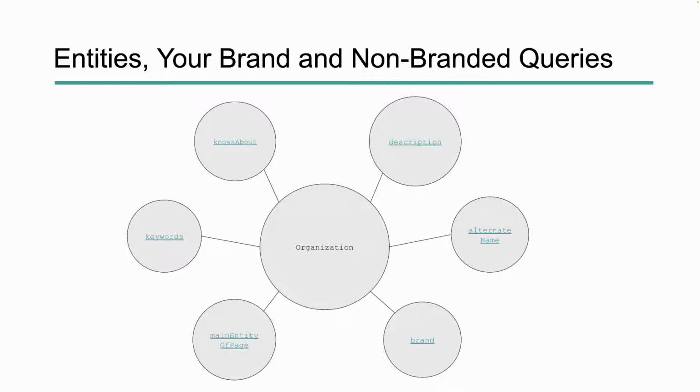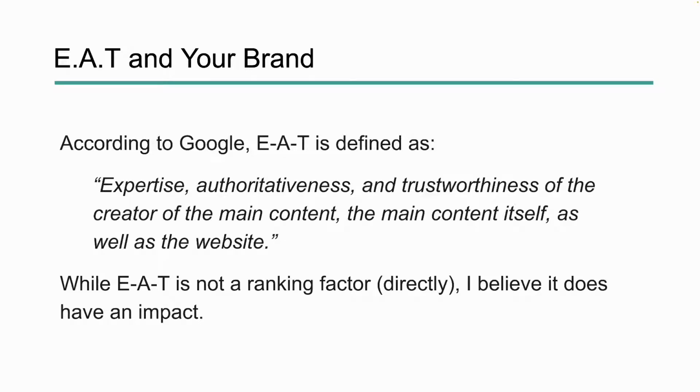So how does this impact the search results? Well, Google's talked a lot in the past about EAT. We've seen it in the quality guidelines. There's a lot of people in the SEO world that talk about EAT, and it stands for expertise, authoritativeness, and trustworthiness. And this is really looking at the creator of the main content itself, and the website. So if you look at your main content and who's the creator, oftentimes it's the organization who's being attributed with that content.